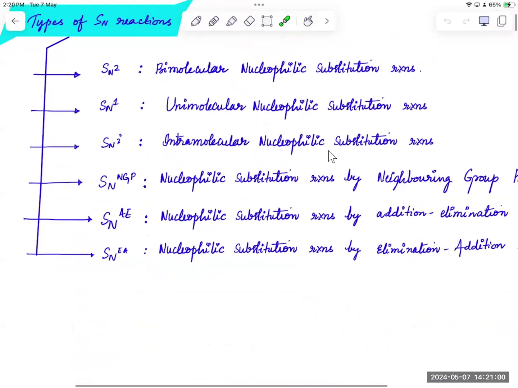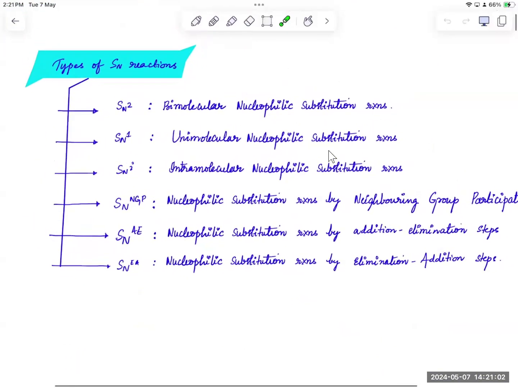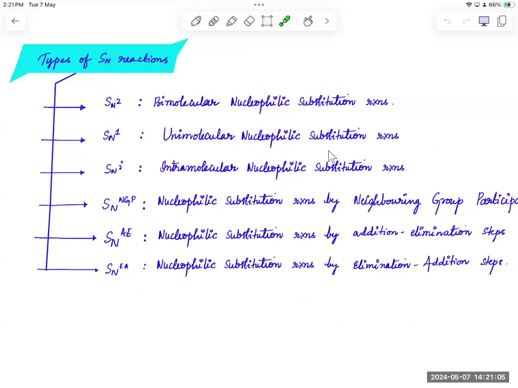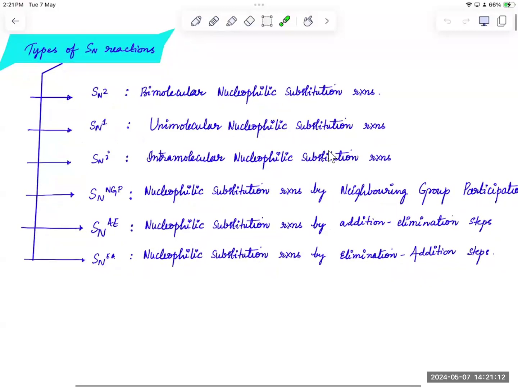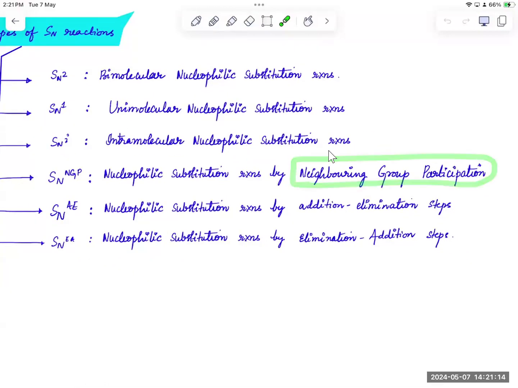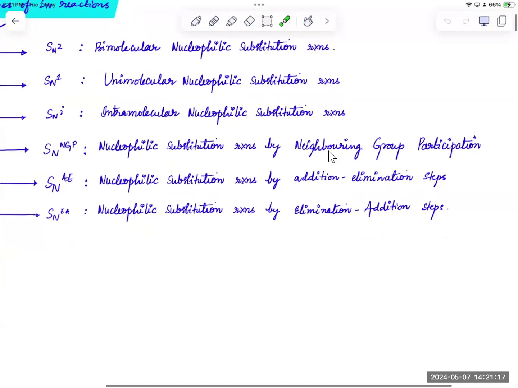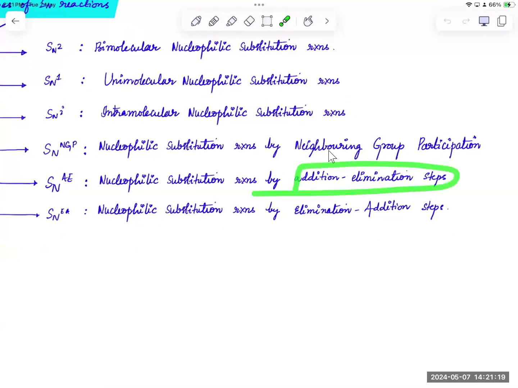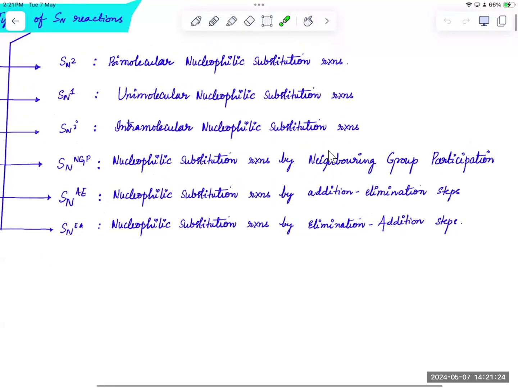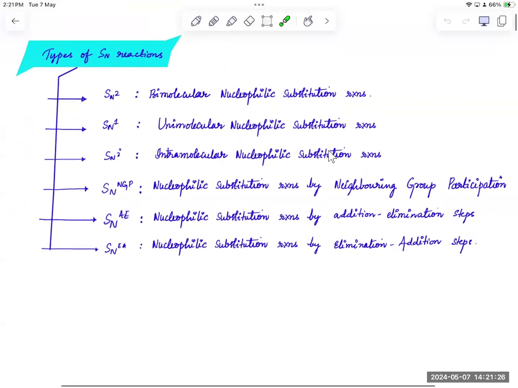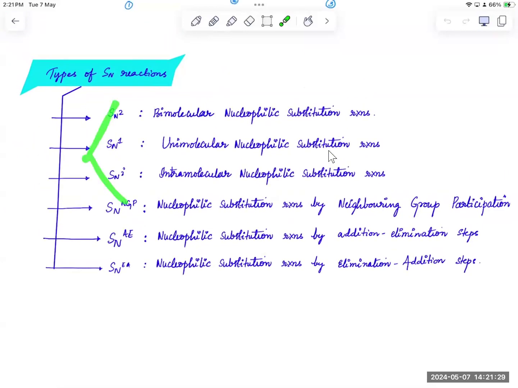See what the types of reactions are here. SN2 is a bimolecular nucleophilic reaction. SN1 is unimolecular. SNi is an intramolecular reaction. SNNGP is neighboring group participation. This is a special kind. Then we have nucleophilic substitution by addition-elimination steps or elimination-addition steps. Correct? So for this week, we need to emphasize mostly on the first three reactions. Correct? That is the SN2 kind, SN1 kind, and SNi kind.